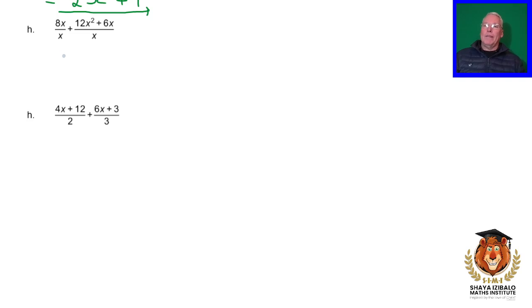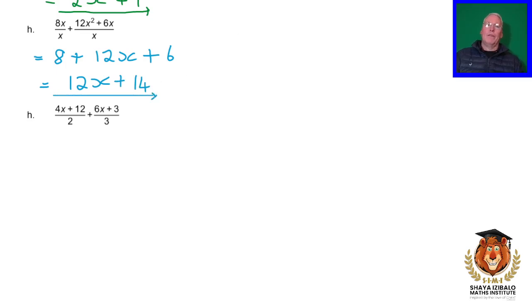Okay, the second last question for the term. 8x divided by x is just 8. 12x squared divided by x is just 12x. And 6x divided by x is just 6. We've got 2 like terms, that's 8 and 6. So we're left with 12x, which is unlike. When we add the 2 like terms, we get plus 14.